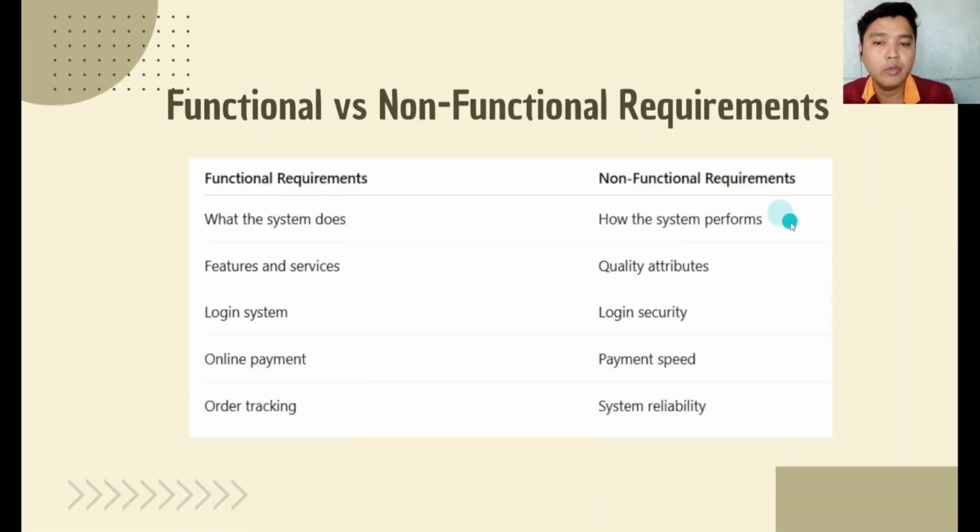At this point, we can clearly see the difference between the two types of requirements. Functional requirements focus on what the system does, such as registration, product search, and payment processing. Non-functional requirements focus on how well the system performs these functions, including speed, security, reliability, and usability. A useful way to remember this: a functional requirement answers the question, what does the system do? And a non-functional requirement answers the question, how well does the system do it? Both are equally important because a successful system needs both useful features and good performance.